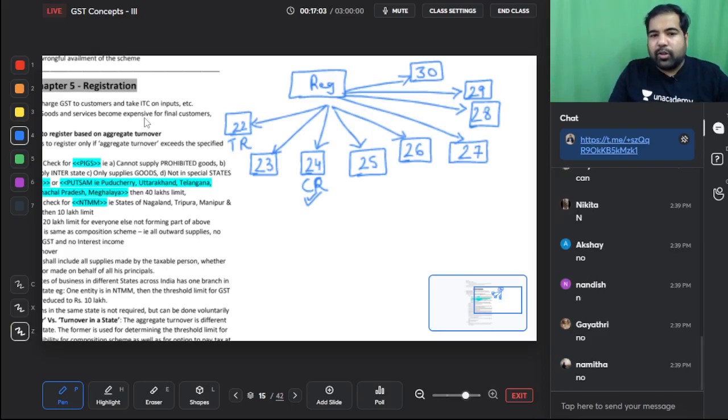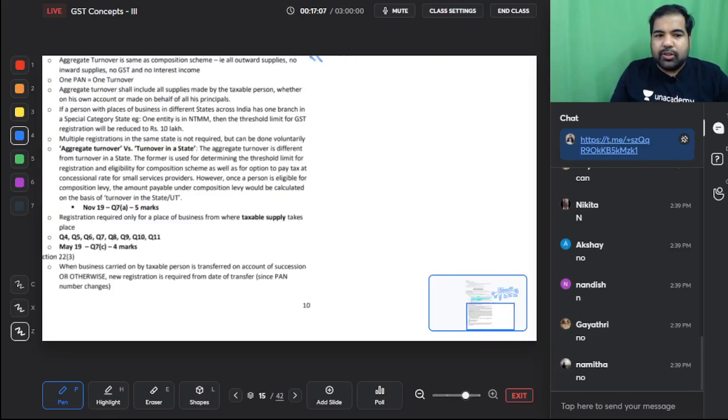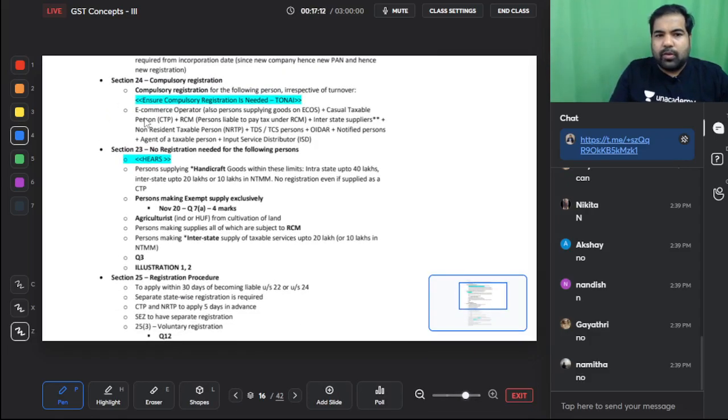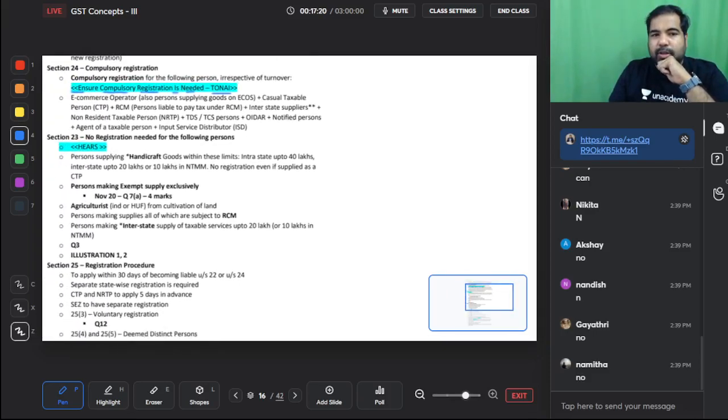I have a shortcut for the following people. The following people need to be compulsorily registered. Here it is, guys. Who needs to be compulsorily registered? Ensure compulsory registration is needed: TONAI. This is the shortcut for compulsory registration. All these people need to be compulsorily registered.